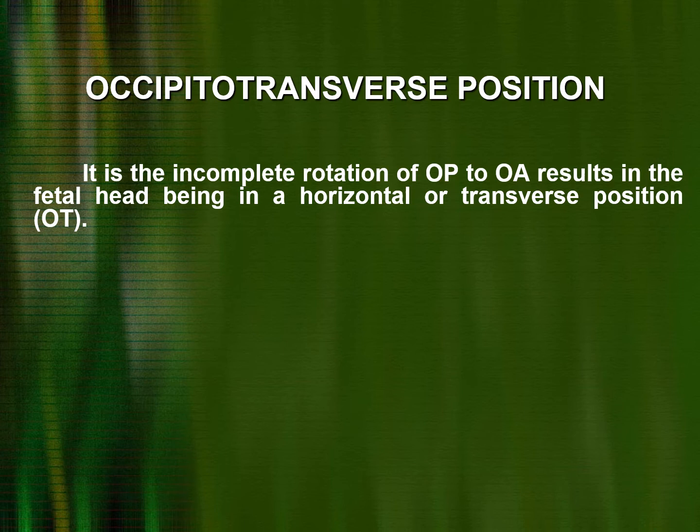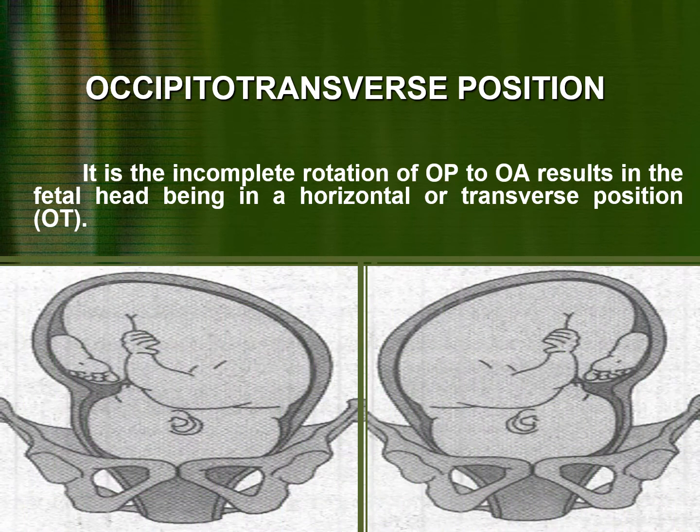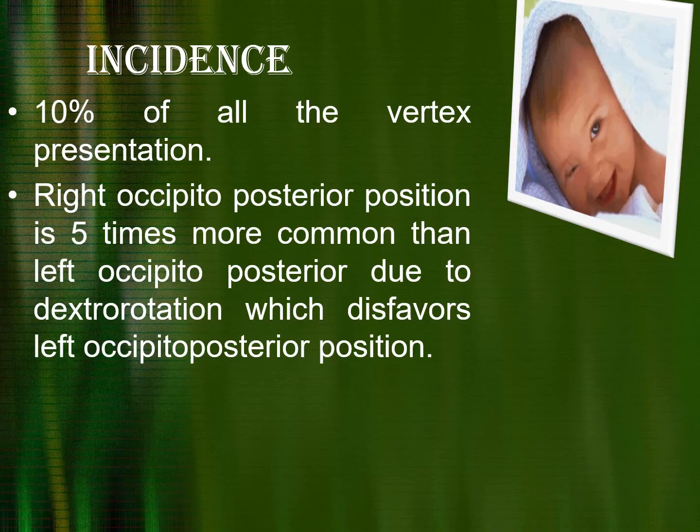I have already told you that if the occiput is pointing towards the iliopectineal line, that is known as the transverse position. The sagittal suture also will be in the transverse diameter of the pelvis. That is, if the occiput is pointing towards the left iliopectineal line, it is known as left occipito-transverse, and if it is pointing towards the right iliopectineal eminence, it is known as the right occipito-transverse. Here you can see the picture of those two things.